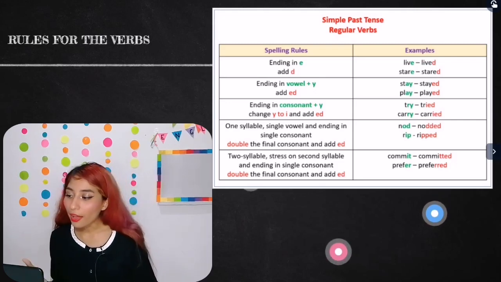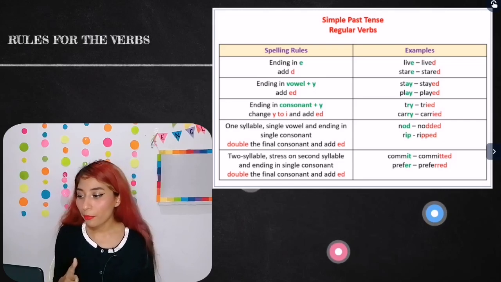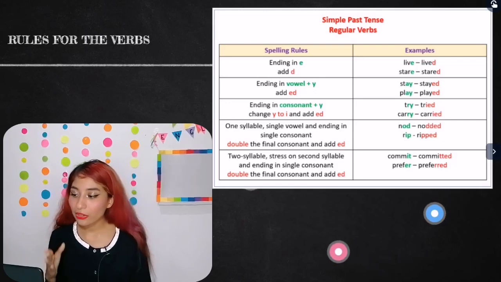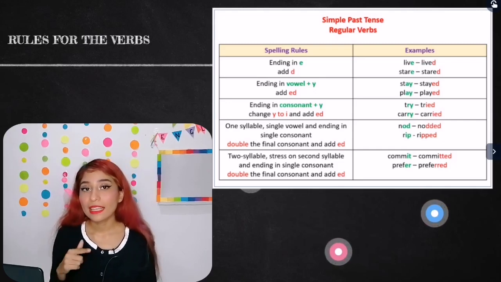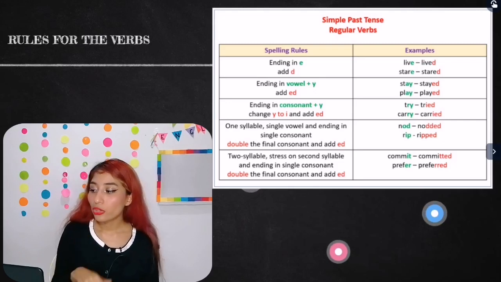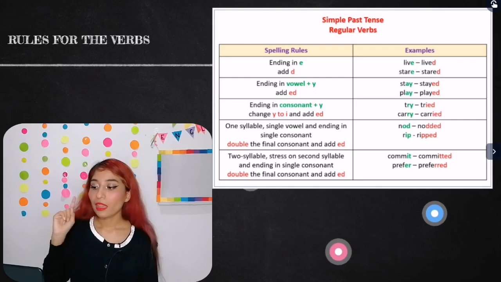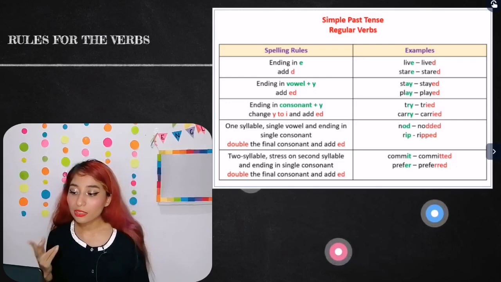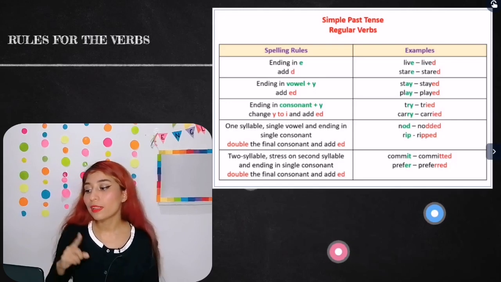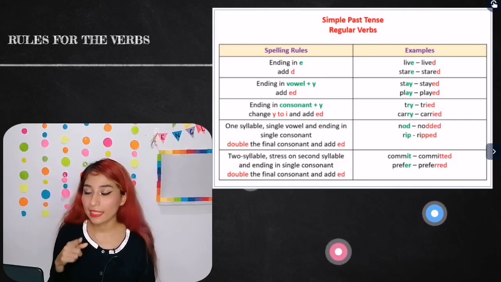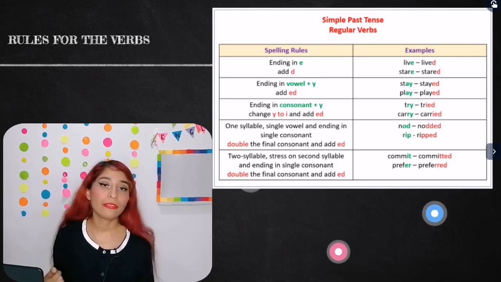Okay? And when you have one syllable, single vowel, and ending in a single consonant, you double the final consonant and add ed. For example, nod, nodded. Rip, ripped. Okay? Two syllables, stress on the second syllable and ending in a single consonant, you double the final consonant and add ed. For example, commit, committed; prefer, preferred.